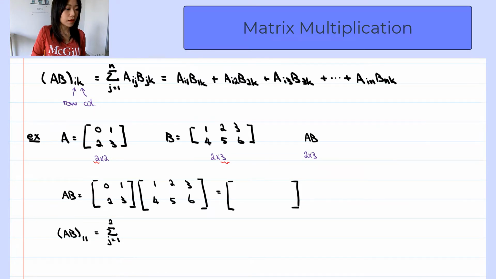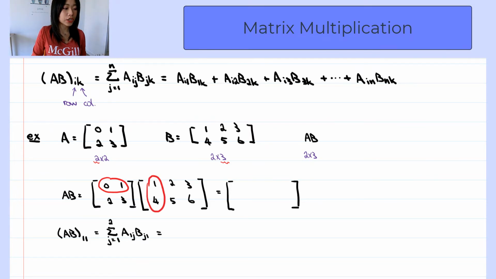And it's the sum of the first matrix along the first row, and the column is j, times the second matrix along the first column, and the row is j. Then we expand the summation. A's first row is 0 and 1, and B's first column is 1 and 4.